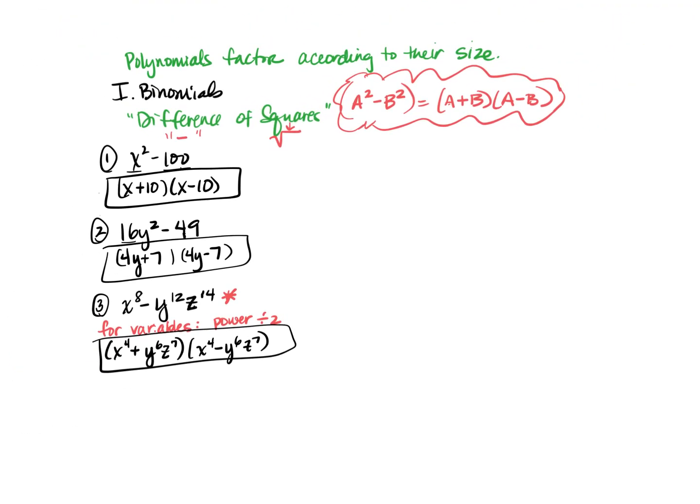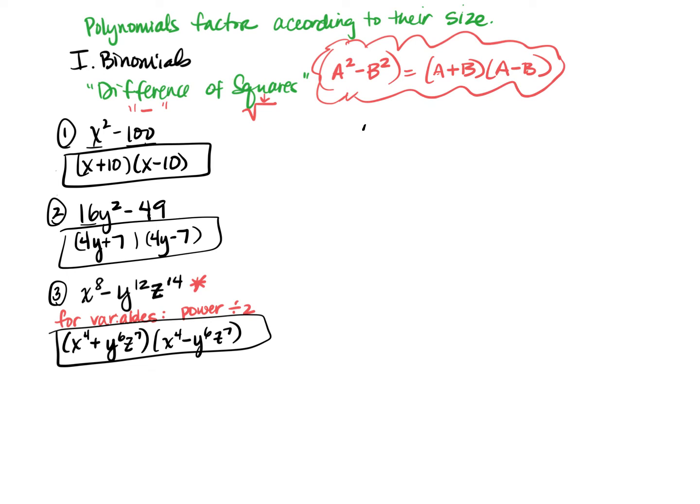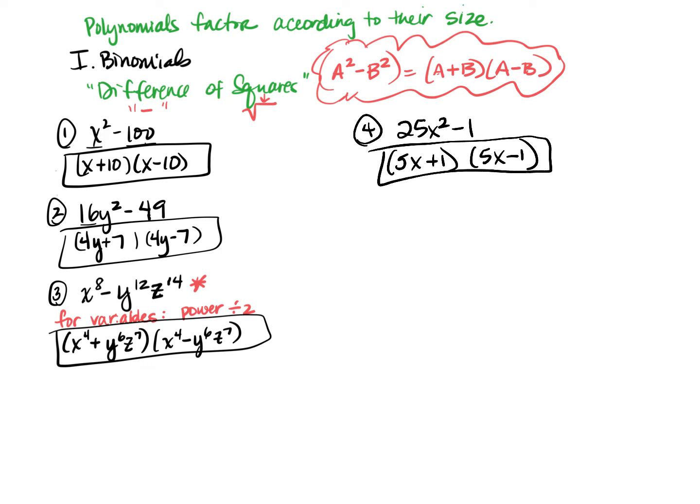Let's try number 4. Number 4 says 25x squared minus 1. Now, 25 is definitely a perfect square, so is x squared. But don't forget that 1 is a perfect square, because 1 times 1 is 1. It is a perfect square, so it does meet the criteria for difference of squares. So this would be 5x plus 1, and then 5x minus 1. Now, there's a reason I always do the plus sign first, and I'll get to that here in a moment. But for now, just go with me here.